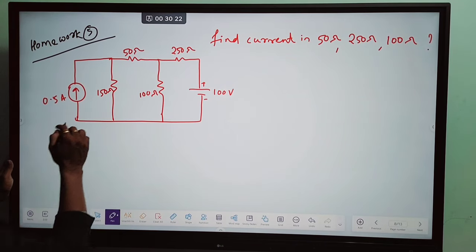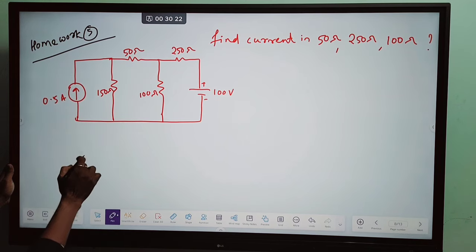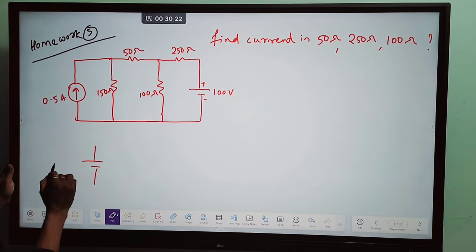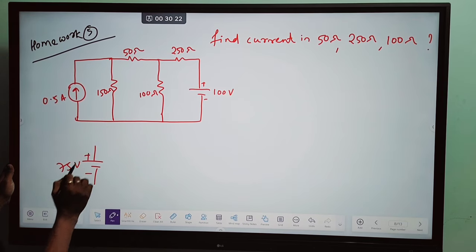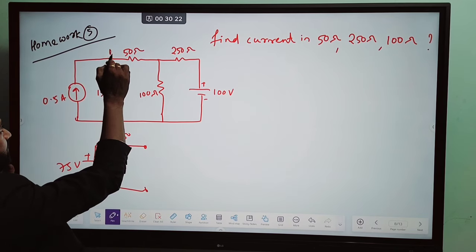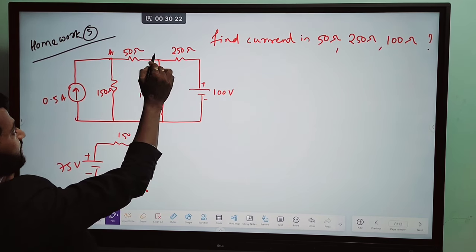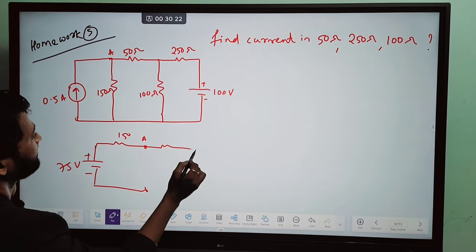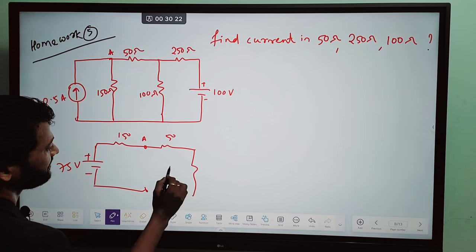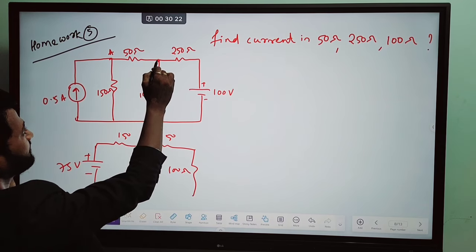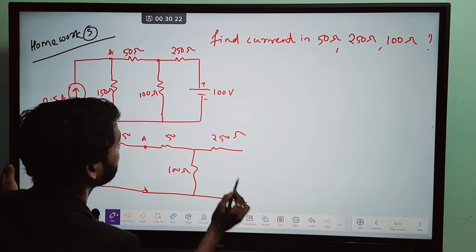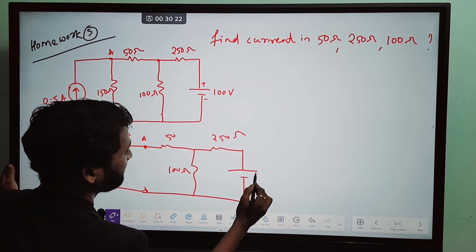So one last question, dekho isko, current source ko voltage source mein convert kar do, 0.5 into 150, it is I think 75. So voltage will be 75 volt, okay. Then resistance value will be fixed, 150. Next, yahan se ye point mil gaya, A point, then A to B, baki to theek hai na, ye 50 ohm, then here it is 100 ohm, yes or no, then here it is 250 ohm, next potential is 100 volt.